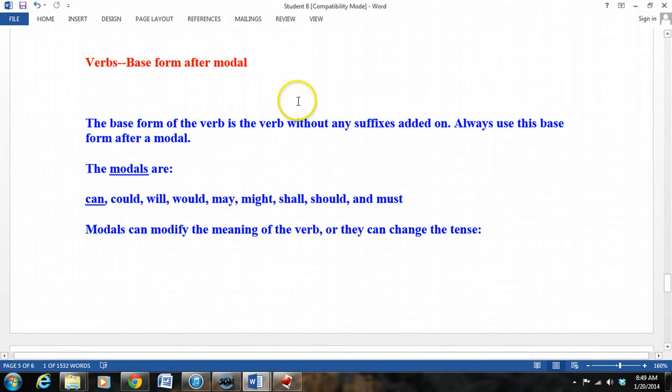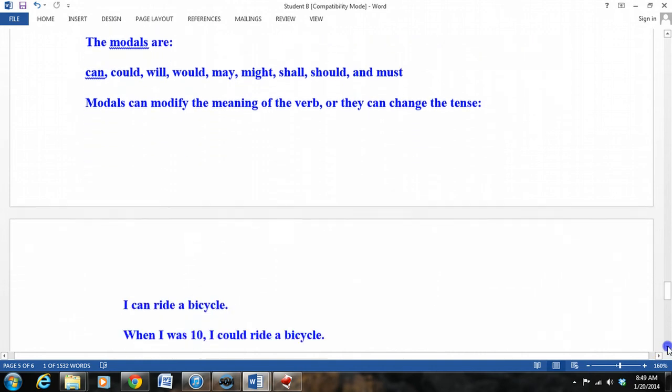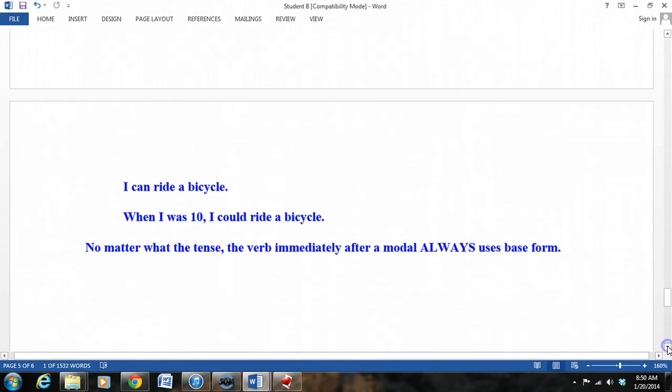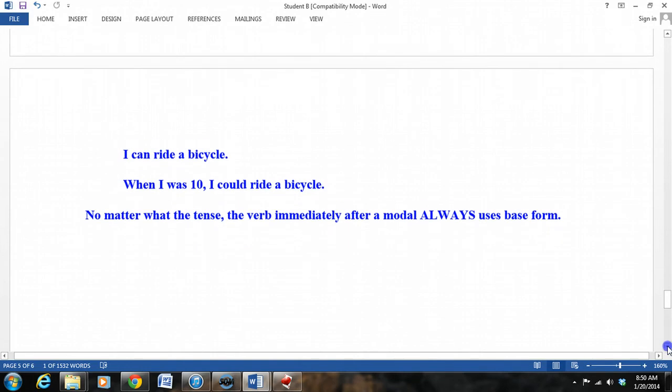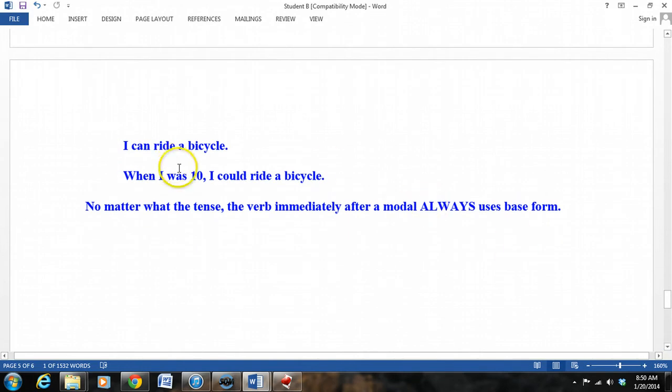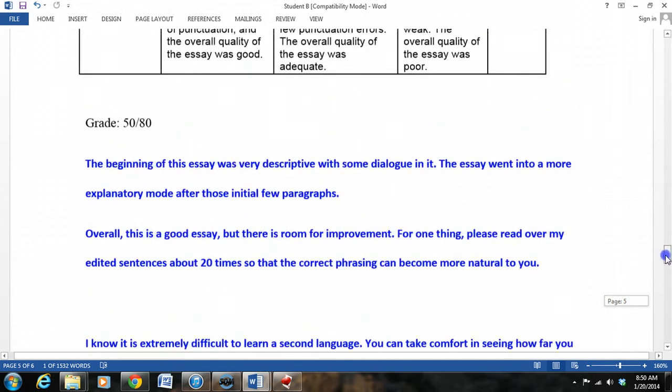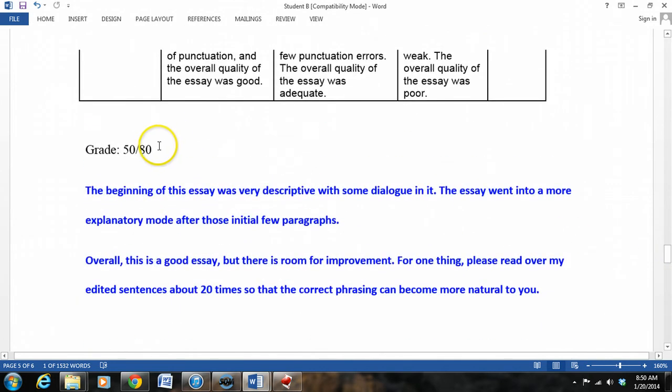I also have some information for the student. Now this is for an ESL student, which I believe the student was. Base form after modal, and it explains that concept of putting a base form after a modal. Again, a native English speaker does this automatically, so a native English speaker would not have this problem. But if you are an ESL student, you just need to repeat over and over 50 times, 100 times, however many times it takes to learn this concept. Now, this student got 50 out of 80, which isn't terrible, but it isn't as great as it could be.